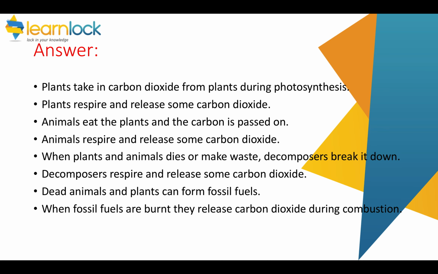Okay, so this question links to the carbon cycle. So you need to talk about the things that allow carbon dioxide to go into the air and those that absorb it. So plants, first of all, take in carbon dioxide during photosynthesis. Plants also respire and release carbon dioxide, and then animals eat the plants and the carbon's passed on. And animals respire and release carbon dioxide.